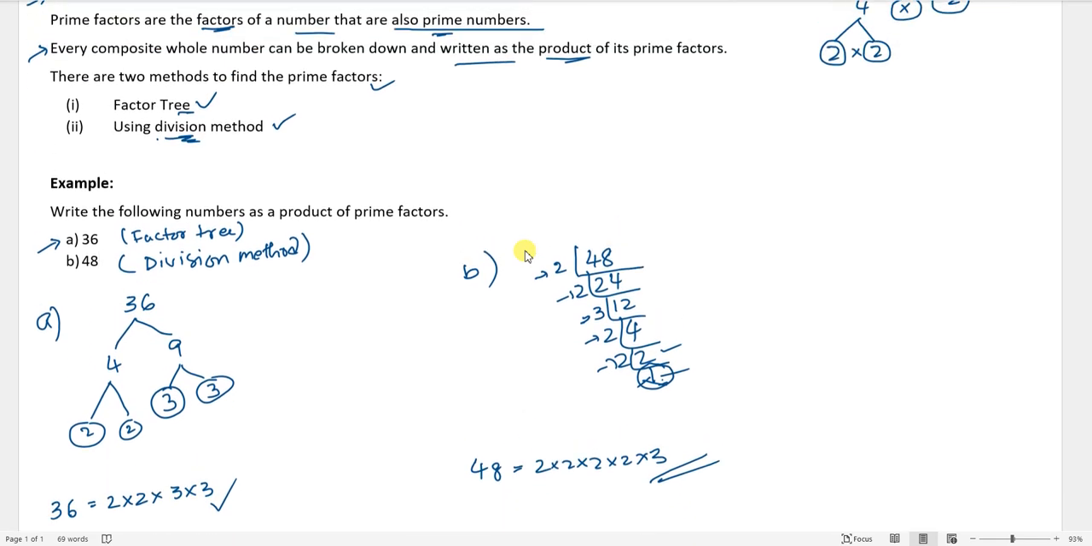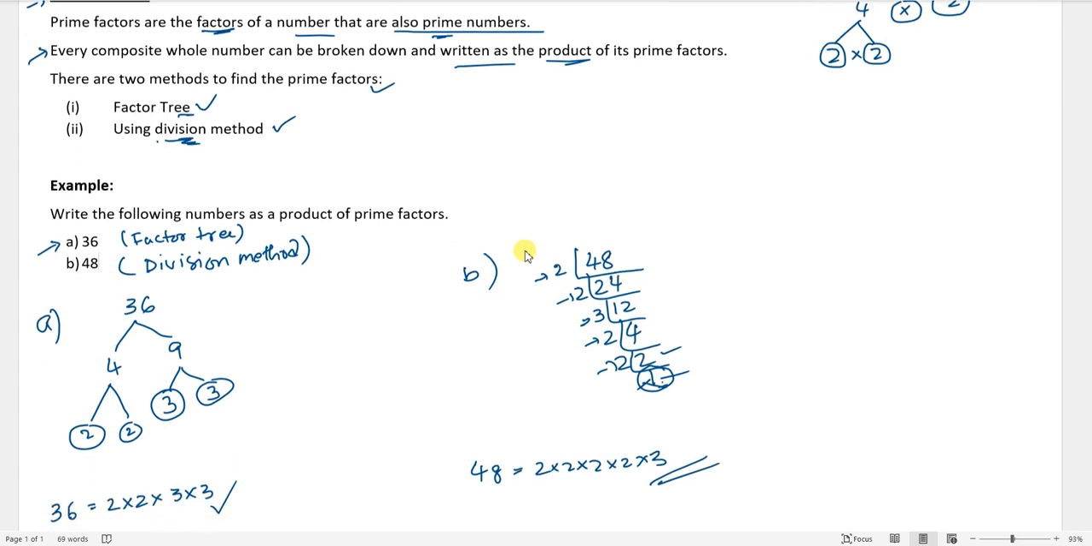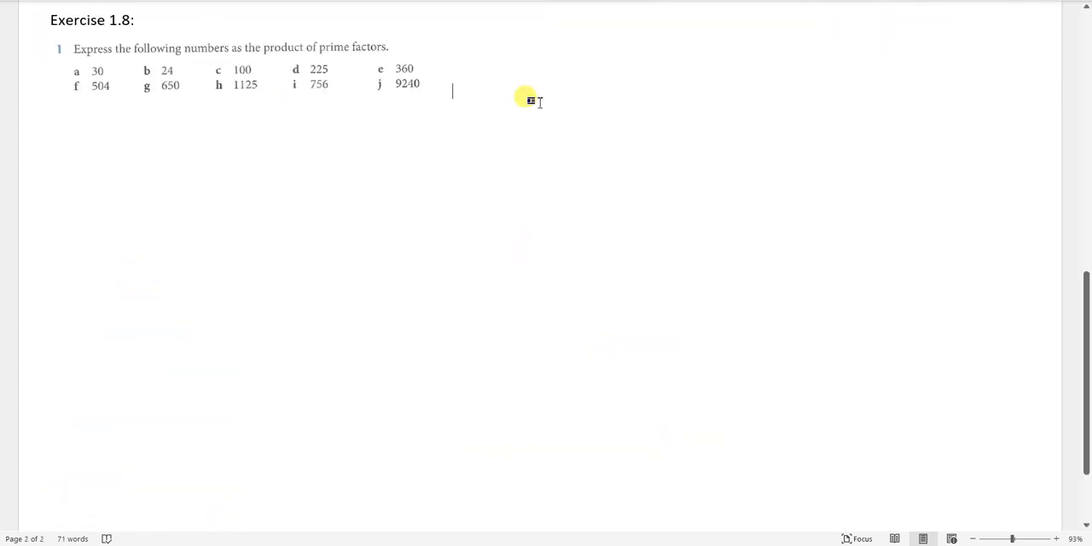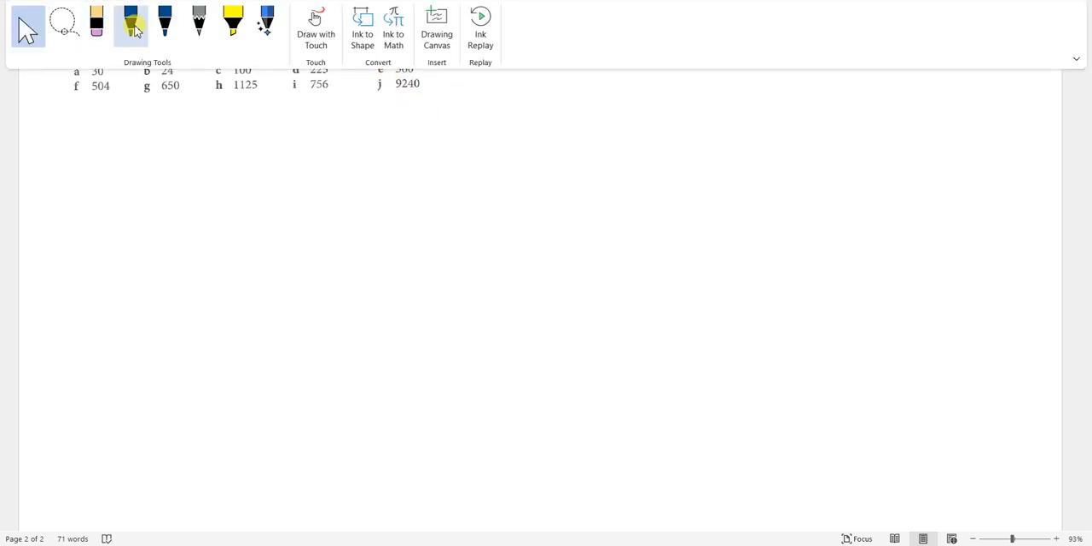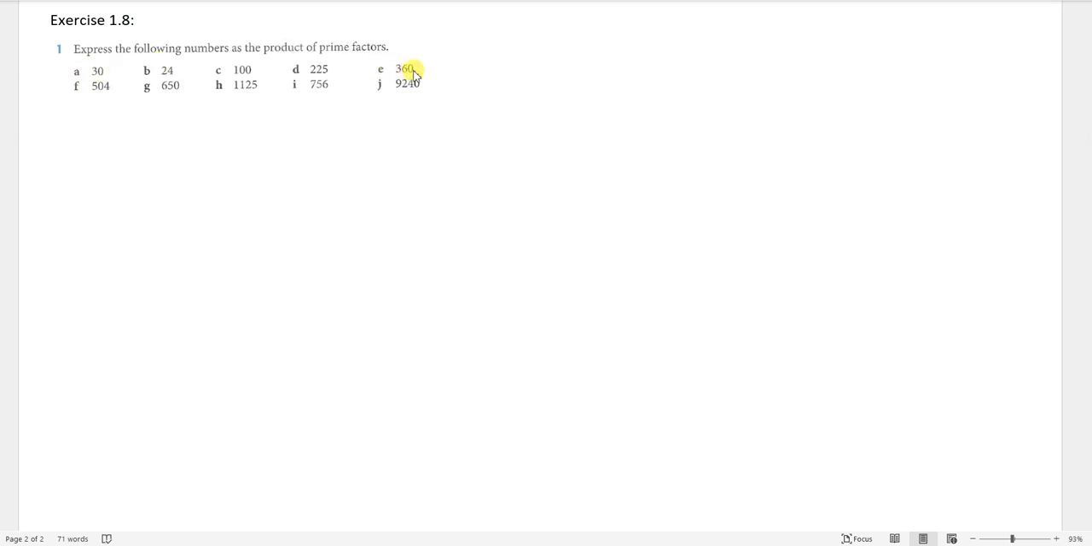Now we are going to start with our exercise 1.8. For exercise 1.8, we have 10 questions. I'm going to solve questions A to E using factor tree, A to E, so you get exposed to both the methods, and F to J using division method. We just have one question in this exercise.